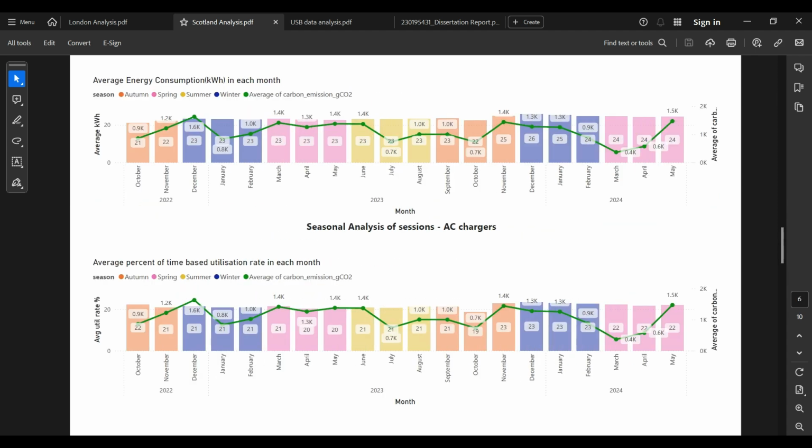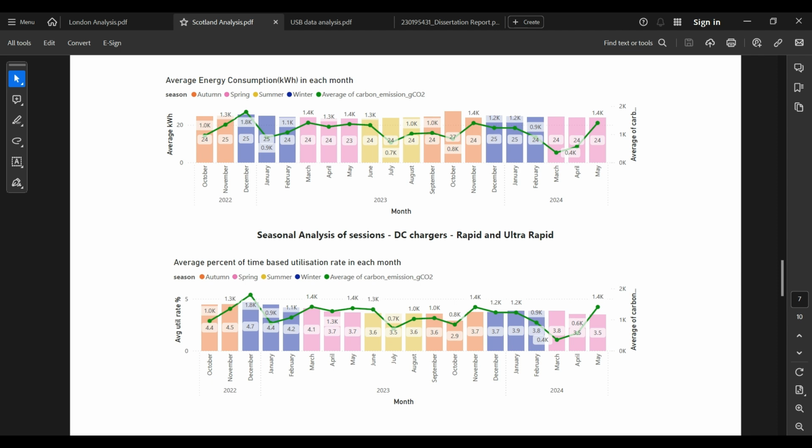So for seasonal analysis of AC chargers, we can see that there is not much of a variation, but we can see there are more values in the winters, and also the carbon emissions follow the same trend. And if you look at the time-based utilization rate, this also follows a quite similar trend compared to that of energy consumption, where we can see there are slightly greater values in the winter season.